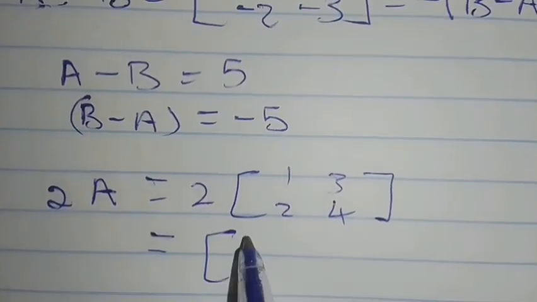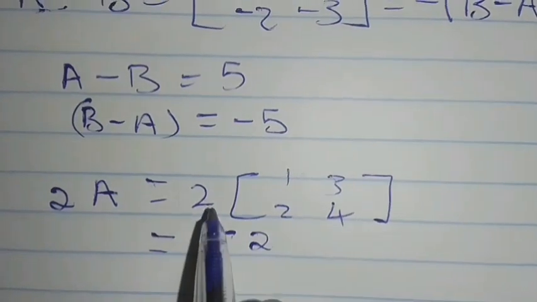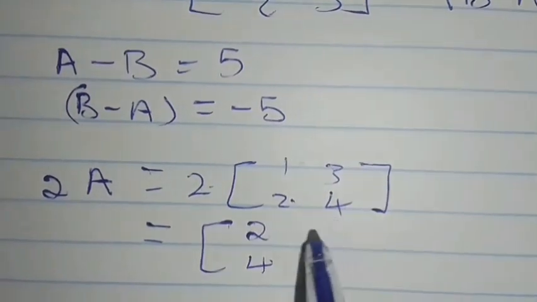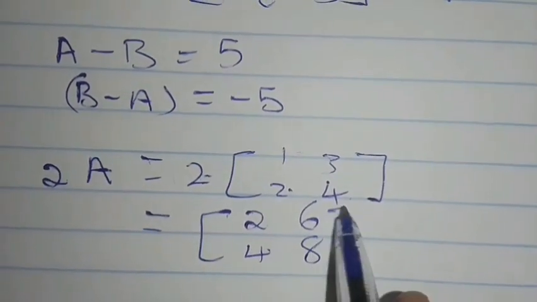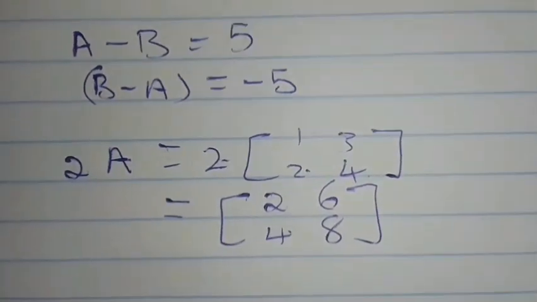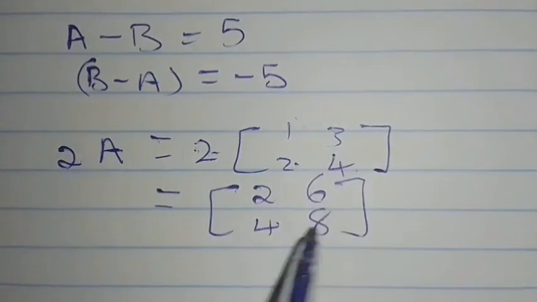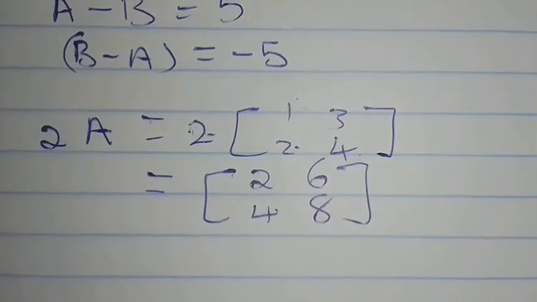So what I'm going to have is 2 by 1 is 2, 2 by 2 is 4, 2 by 3 is 6, and 2 by 4 is 8. That's basically what you're going to have. When you have a scalar multiple of that, you're just going to distribute it inside, so just multiply every entry by that.